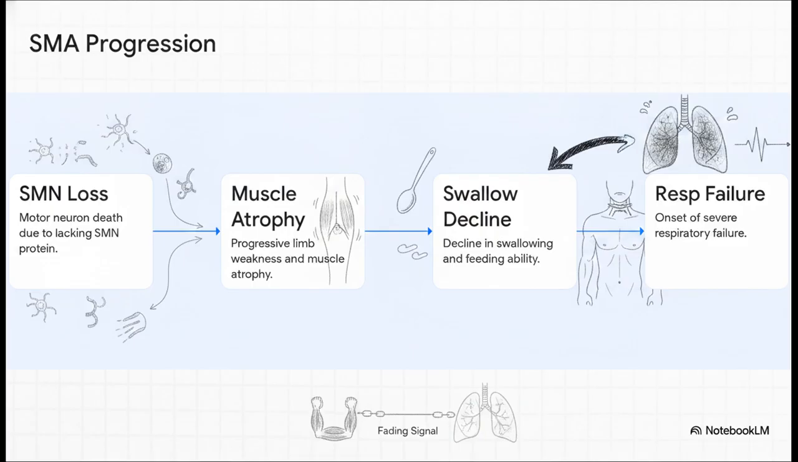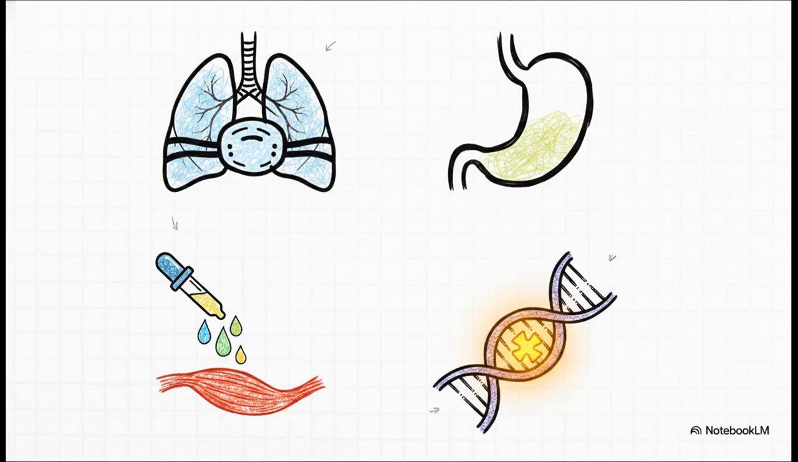The limb weakness and the respiratory failure aren't just random separate complications, they are driven by the exact same fading signal. Because of this intense cascade, SMA care relies incredibly heavily on interprofessional support. Pulmonologists are absolutely essential for managing that respiratory decline with things like BiPAP and chest physiotherapy, while gastroenterologists will frequently place G-tubes to safely manage nutrition and prevent aspiration.